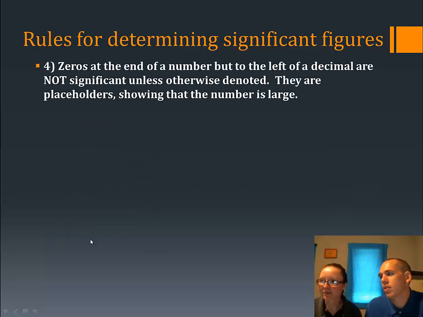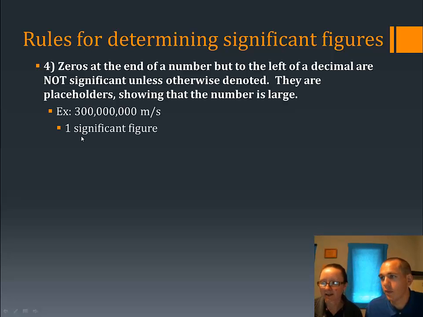Rule number four: zeros at the end of a number but to the left of a decimal are not significant unless otherwise denoted. They are placeholders showing that the number is really large, so kind of the reverse of what we were just doing. Zeros at the end, like 100, or 300 million meters per second. This might be a number some of you work with sometimes: the speed of light. The way that's written, all those zeros at the end are locating the decimal point, so they must not be significant. So there's one significant digit, the three. You could write the speed of light more precisely, but usually we don't care about that level of precision. So that just has one significant figure.